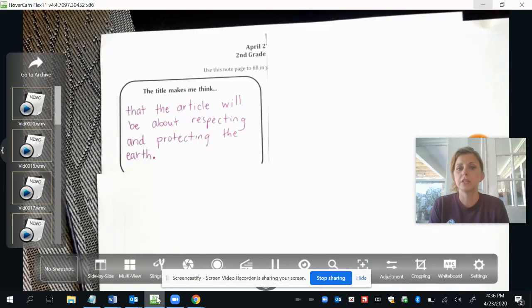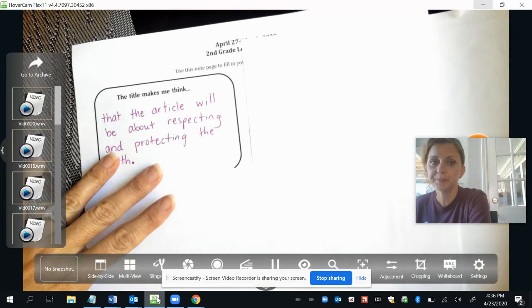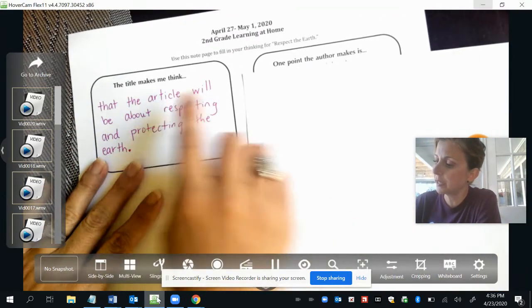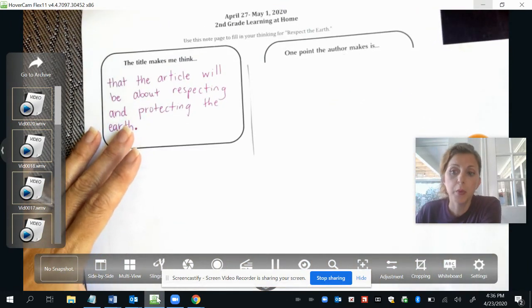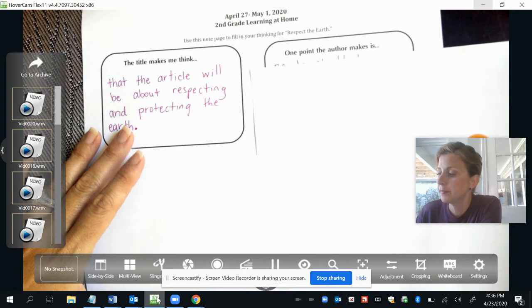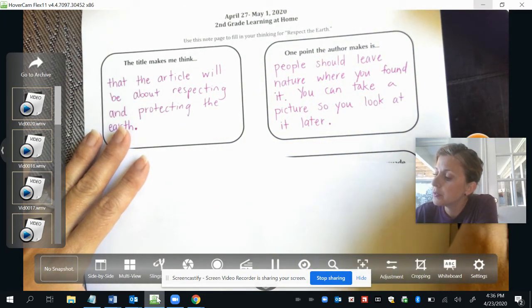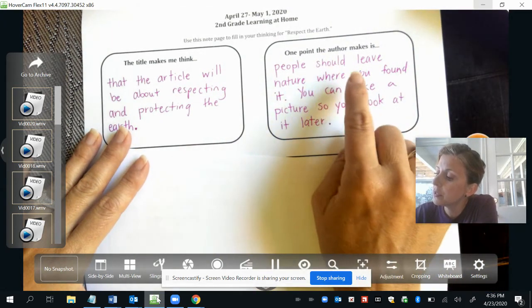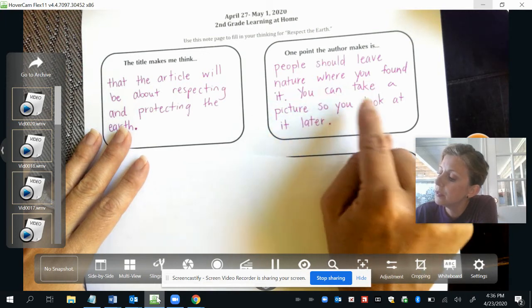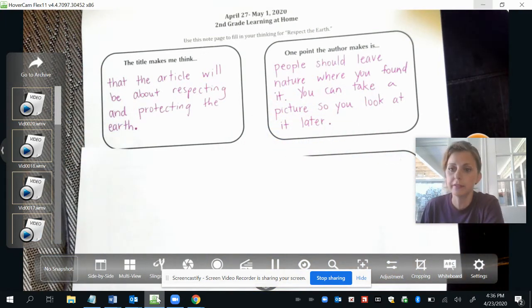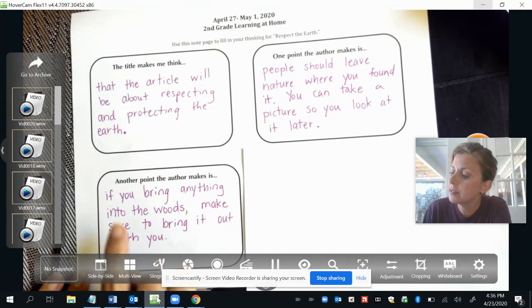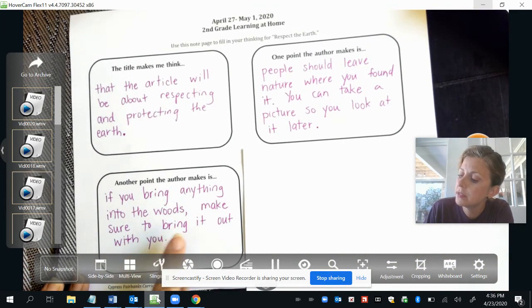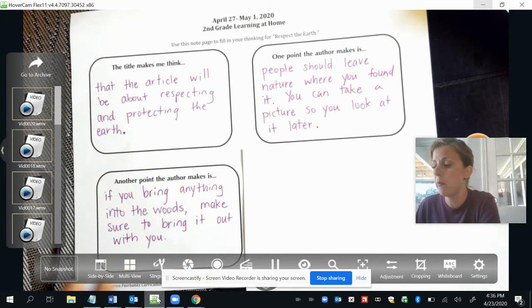So let's go back to the sheet that we're going to be filling out today, after the title one. It says, one point the author makes is. Remember, a point is kind of like a reason for their opinion. One point the author makes is that people should leave nature where you found it. You can take a picture so you can look at it later. I like that idea. Another point the author makes is if you bring anything into the woods, make sure you bring it out with you. In other words, do not litter.